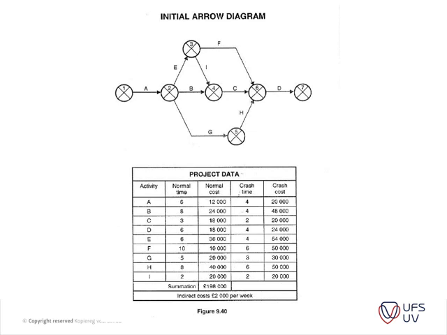If we look at our two scenarios, figure 9.40 shows a construction sequence involving activity A to I in arrow diagram format. The tabular data indicate the normal times, normal costs, crash times, crash costs, and the indirect costs of the project, which amounts to £2,000 per week. So this is that £2,000 per week. On page 189, you can start reading. That's basically what I'm referring to.